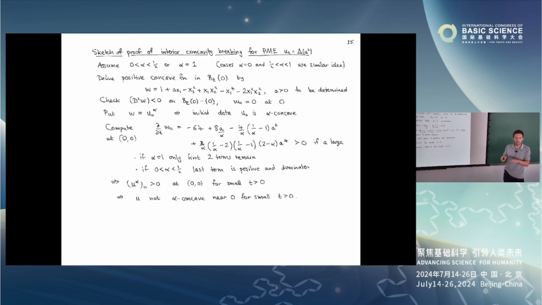Now I've done this locally near the origin, but you can always extend that initial data to a unit ball in a way that it's still alpha concave, and you prove the result.